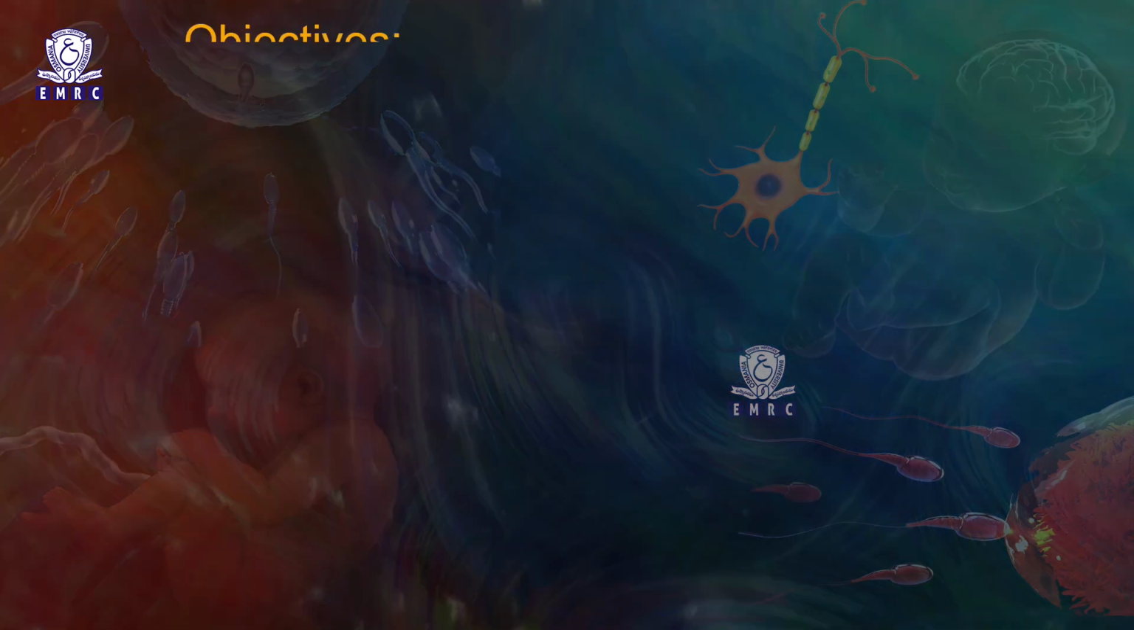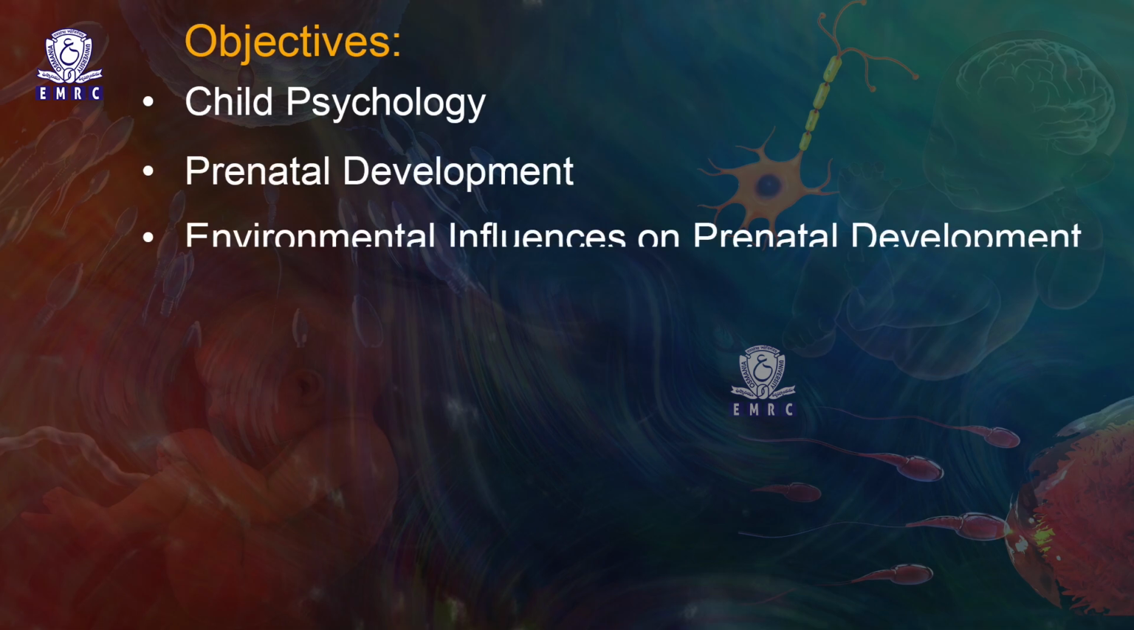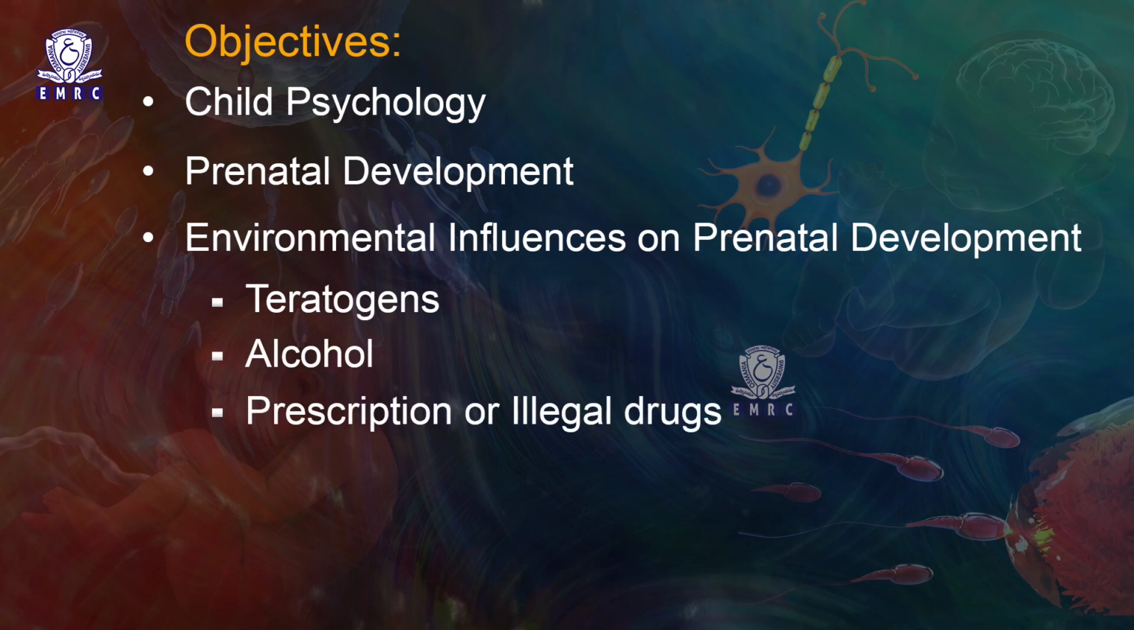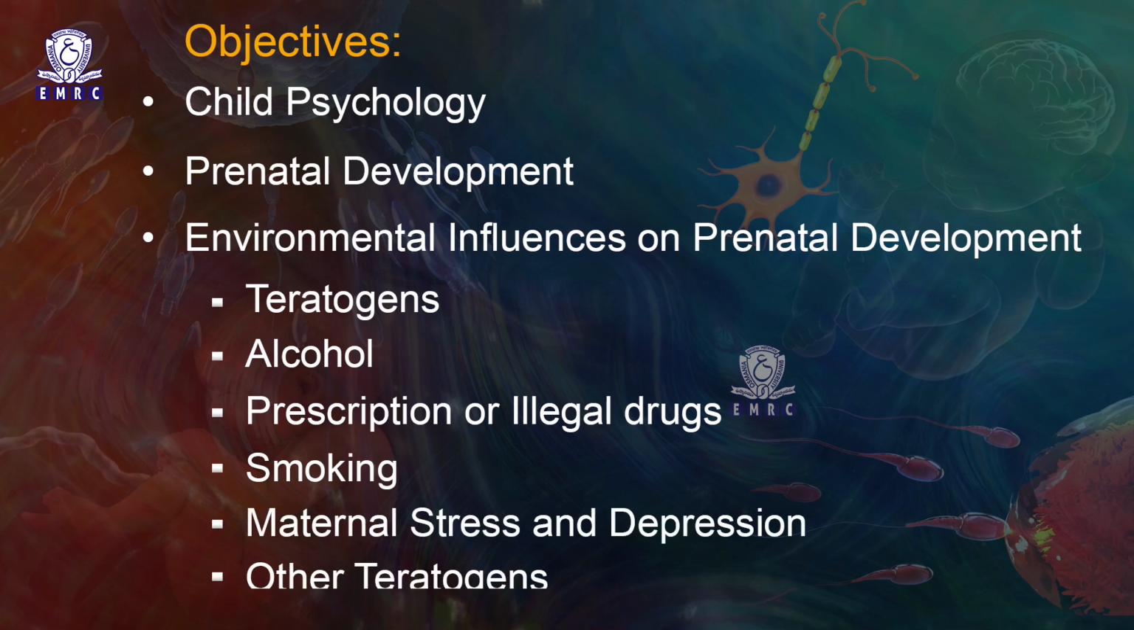In today's session, we will discuss environmental influences on prenatal development. The main objectives of this lesson are: what is child psychology, prenatal development, and the environmental influences on prenatal development, which include teratogens, alcohol, prescription or illegal drugs, smoking, maternal stress and depression, and other teratogens.